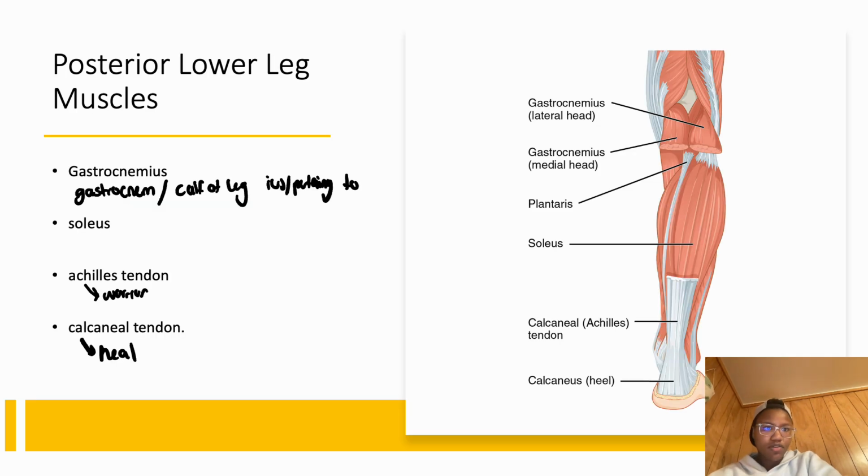All right, lastly, we have the posterior lower leg muscles. We have the gastrocnemius. Gastrocnemius means the calf of the leg, and us is pertaining to, so the muscle pertaining to the back of the calf of the leg. And then we have the soleus, which works with the gastrocnemius in the posterior leg, and it helps with plantar flexion. And then we're going to have the Achilles tendon, or the calcaneal tendon, same thing. It's shared between the gastrocnemius and soleus. It's the strongest tendon in the body and allows people to push off while walking, running, and jumping.